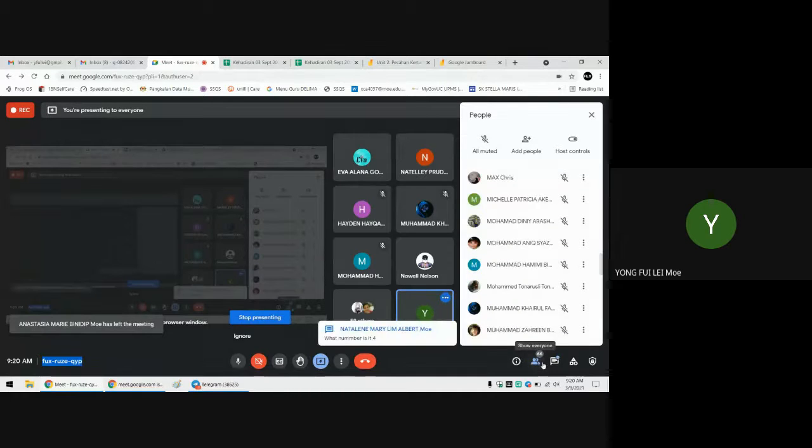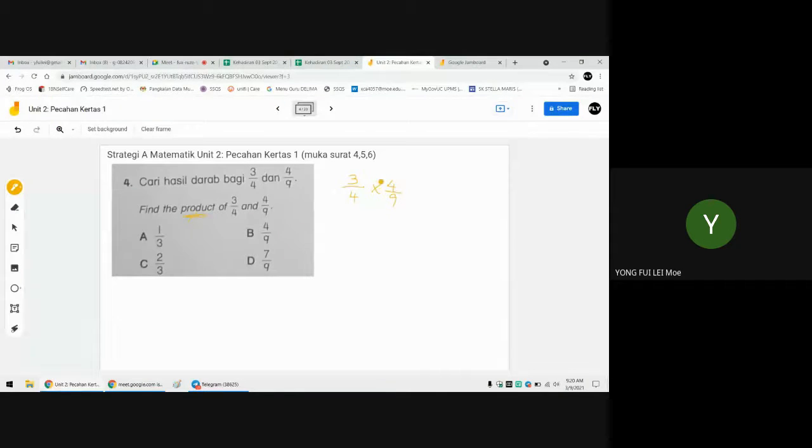Okay, what number is it for? Where is your calculation? You see, top and bottom can be simplified. 4 times 1, 4. 4 times 1, 4. 3 times 1, 3. 3 times 3, 9. 1 times 1, 1. 1 times 3, 3. So you get 1 over 3.